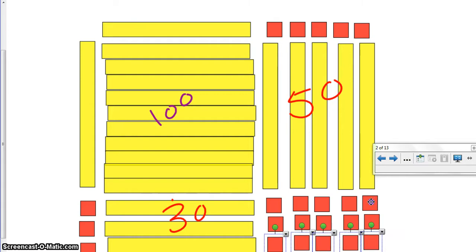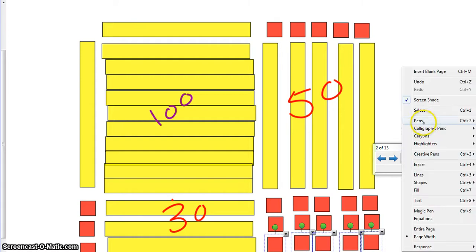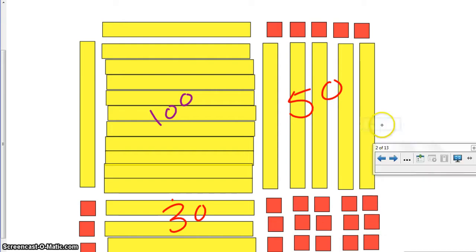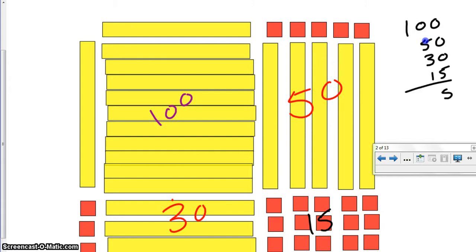And so, of course, right here, you would have 5 times 3, which is 15. That's right. And so then what we would do is we now have our partial products. And so we have 100 plus 50 plus 30 plus 15. And of course, that answer is 195.